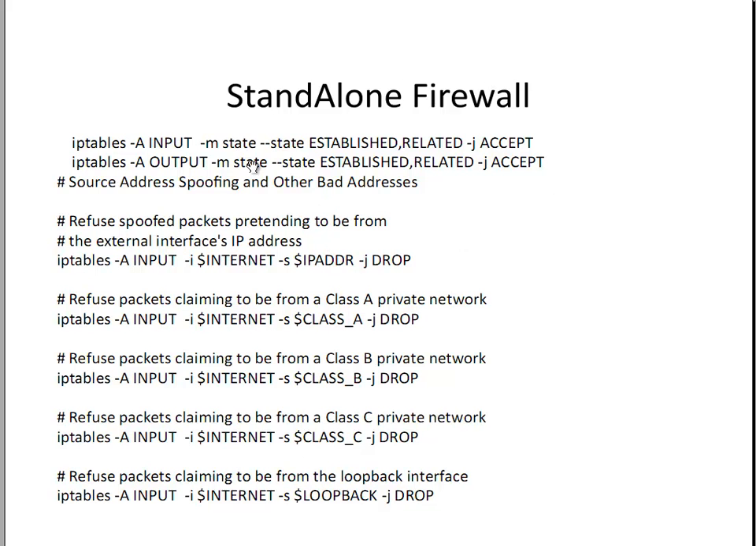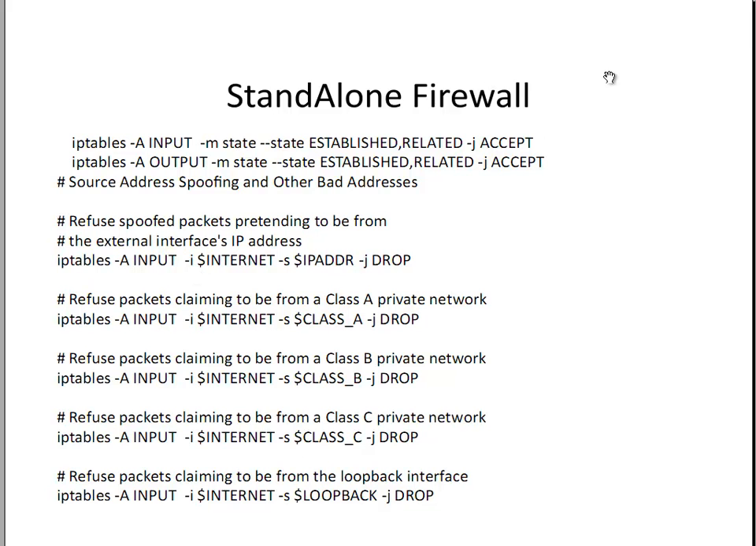And then up front we want to make sure that we include our stateful packet inspection, which we've just gone over. So we have a stateful rule for the input chain and a stateful rule for the output chain for established and related connections. And then we want to check on source address spoofing and other bad addresses I just discussed previously.